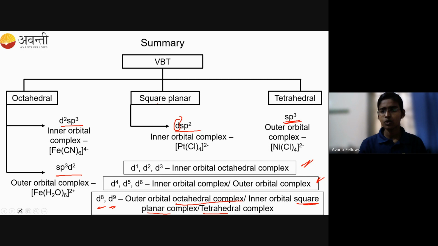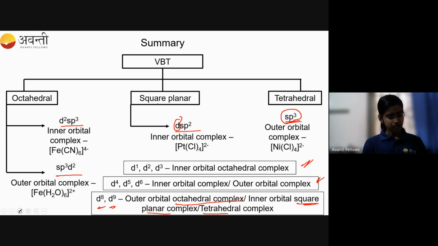Because it is using only the s orbital and p orbital, no d orbitals are involved in tetrahedral. Sir, there is no such inner outer concept in tetrahedral. Only in case of octahedral we have it, and in square planar we have it. That's all. Clear? This is the summary of valence bond theory.